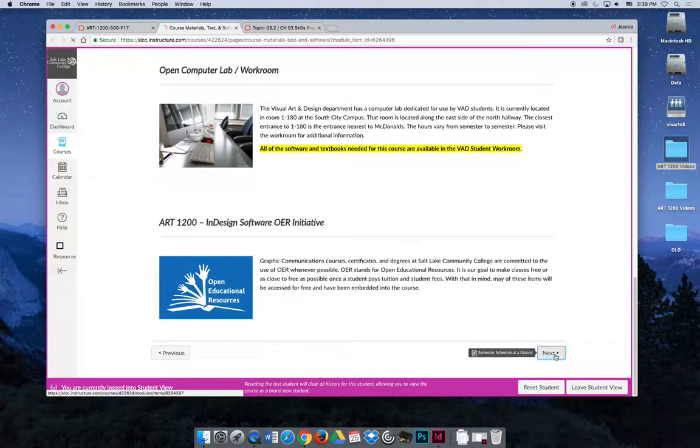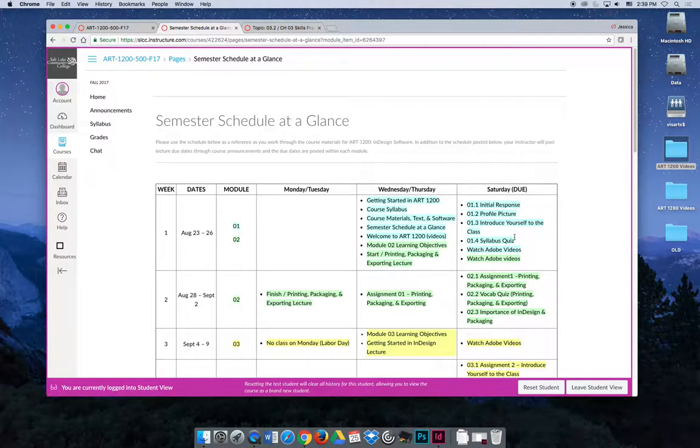If we move on, the next page is the semester schedule at a glance. I've color-coded it a little bit here because it gets a little confusing. The semester schedule at a glance is for all sections of Art 1200, whether you're taking this online, as a flipped classroom hybrid, or as a Monday, Wednesday or Tuesday, Thursday traditional on-campus class. So when you're looking at this, you have to interpret it for your means.